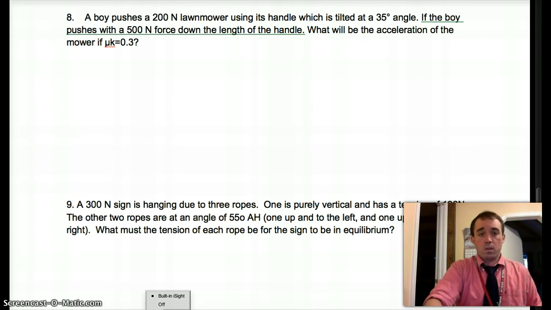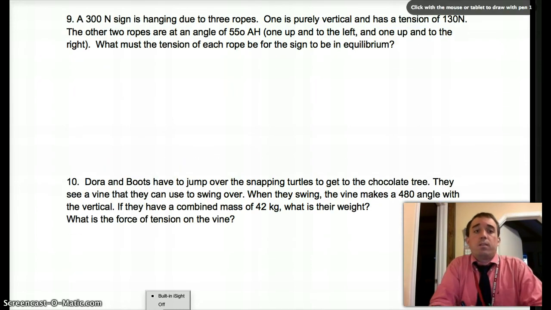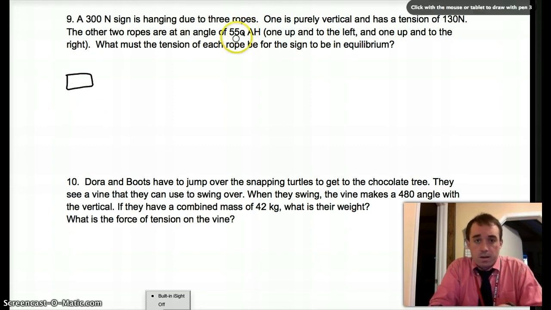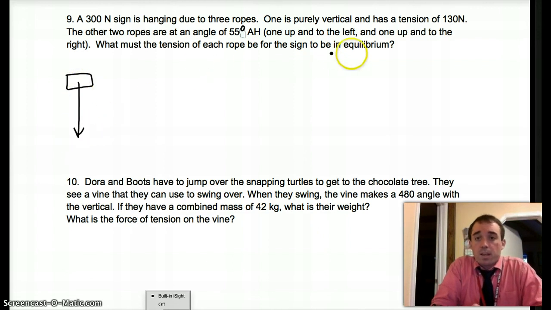Go right on to number 9. We have a 300 Newton sign hanging due to 3 ropes. One is purely vertical, with a tension of 130 newtons. The other 2 ropes are at 55 degrees above the horizontal, one up and to the left, one up and to the right. What must the tension be for each of these ropes in order for the sign to be in equilibrium?